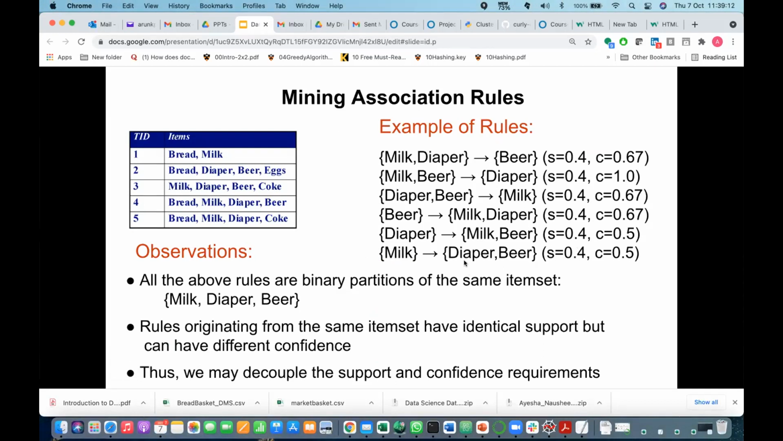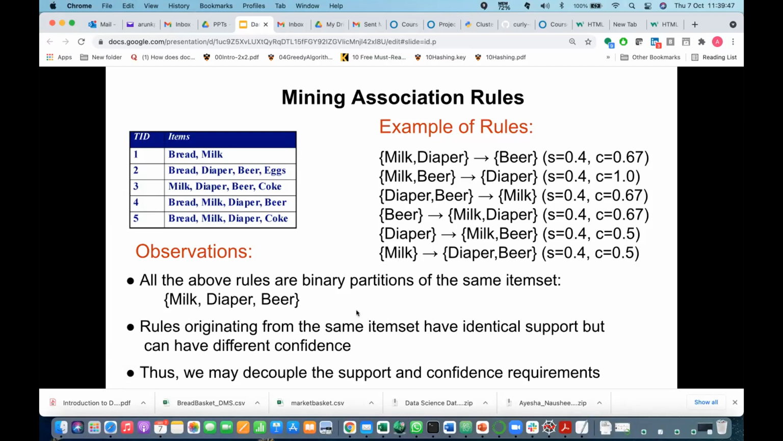Then how do we get the confidence? This is the same. The support count of this, that is 2 divided by the support count of milk, because we are looking at how many times milk comes and diaper and beer follow. How much is the support count of milk? It is 4. So 2 by 4, which is 0.5.